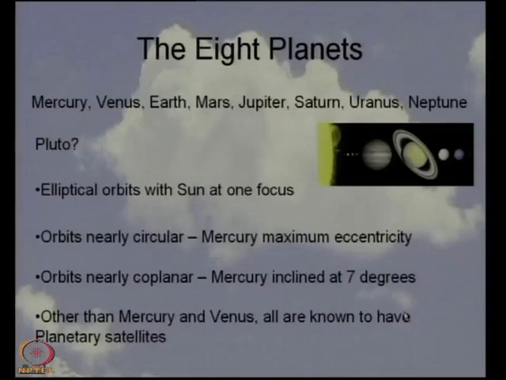Okay. I have listed the 8 planets here. We have Mercury, Venus, Earth, Mars, Jupiter, Saturn, Uranus and Neptune. Okay. So these are the 8 planets. Mercury, that is closest, and then we have Venus, Earth and Mars. Okay. Then we have Jupiter, Saturn, Uranus, Neptune. Now what about Pluto? It is no longer a planet. We shall come back to this a little later.